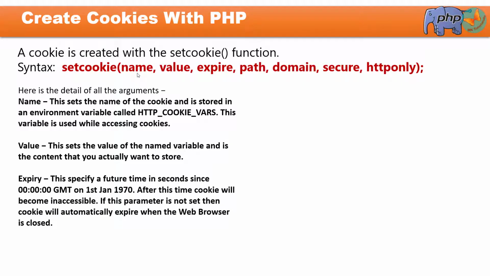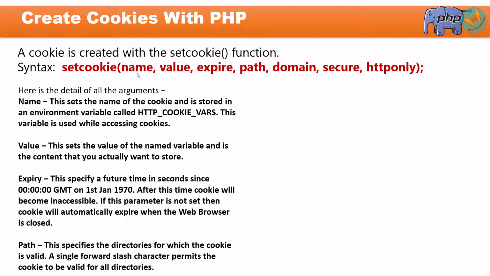The third is the expiry. Suppose you want to expire your cookie after some period, then at this particular parameter you can set the value. If this parameter is not set, then the cookie will automatically expire when the web browser is closed. The fourth parameter is path. This specifies the directories for which the cookie is valid. Usually a forward slash is written there so that this cookie is valid for all the directories. Most of the time we will be giving the forward slash here.